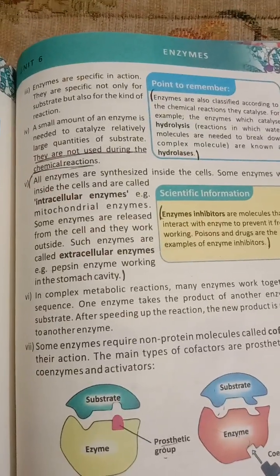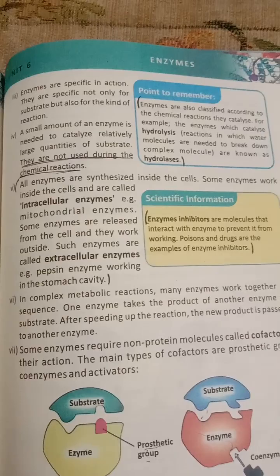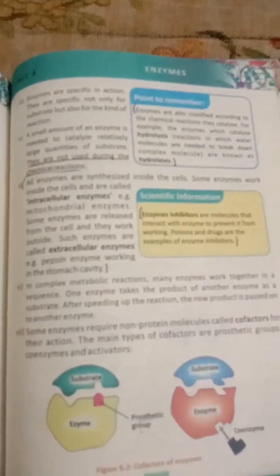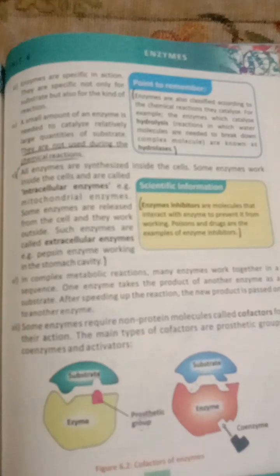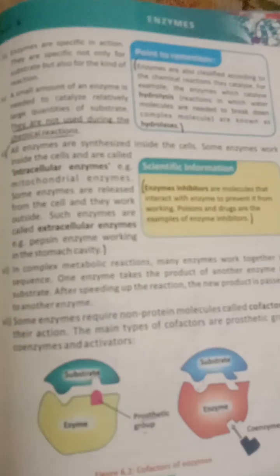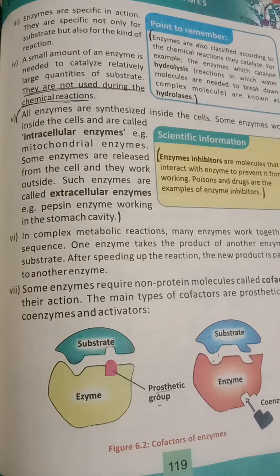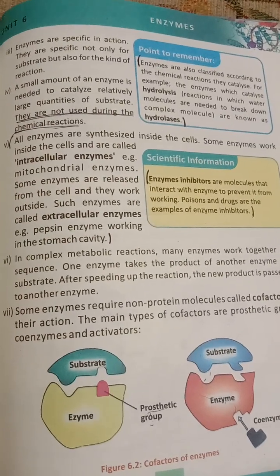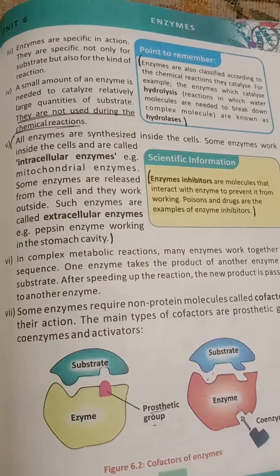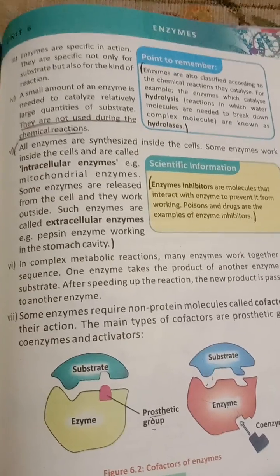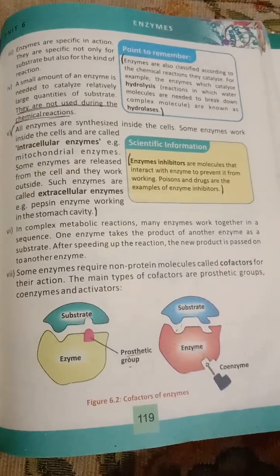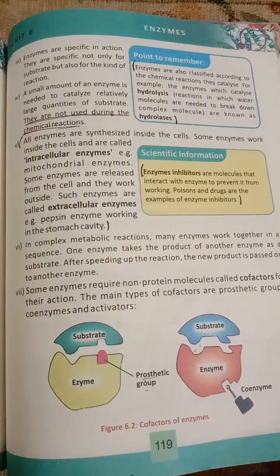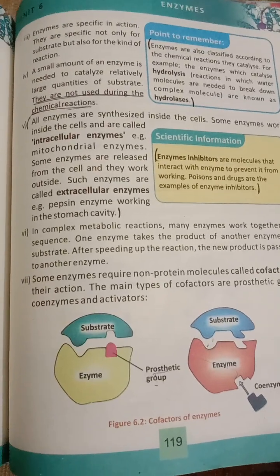Some enzymes work inside the cells and are called intracellular enzymes. It means some enzymes are synthesized in cells and they work inside the cells. For example, a mitochondrial enzyme is synthesized inside the cell, but it works in the mitochondria, and mitochondria is an organelle of the cell, present inside the cell. So those enzymes which work inside the cell are called intracellular enzymes.